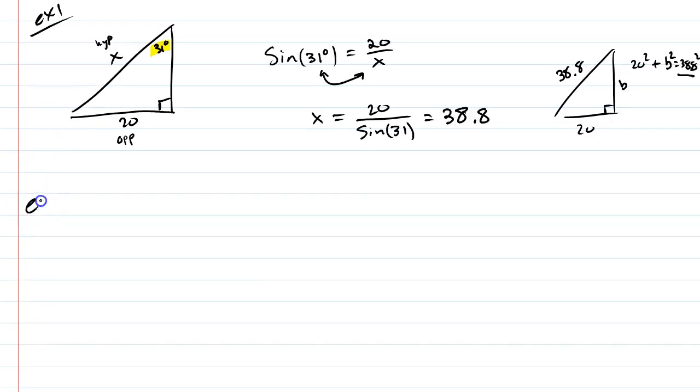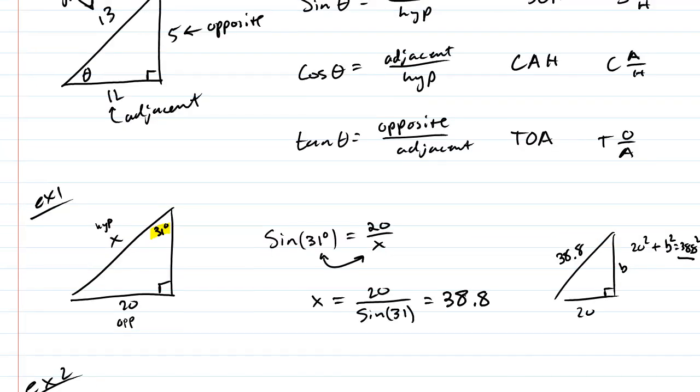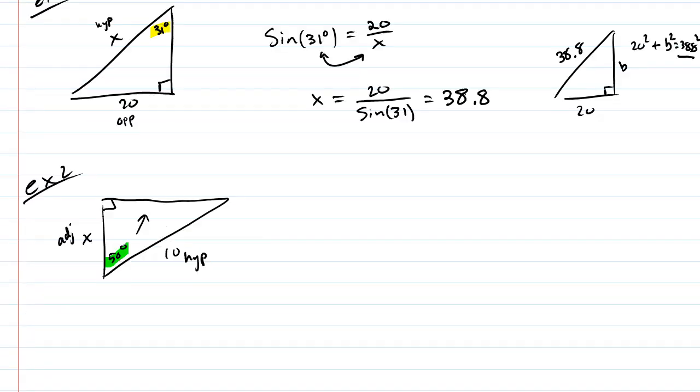Okay. Here's another example. Example 2. Let's say you have a right triangle like this. You have 50 degrees in one corner and 10 here and x there. Now we are standing in this corner, so I'm thinking, what sides do I have? I have a hypotenuse. I don't have the opposite side, but I do have an adjacent. Adjacent and hypotenuse, if I look at my notes, is cosine. So it's going to be cosine of 50 degrees equals adjacent over hypotenuse. So it's going to be x over 10.